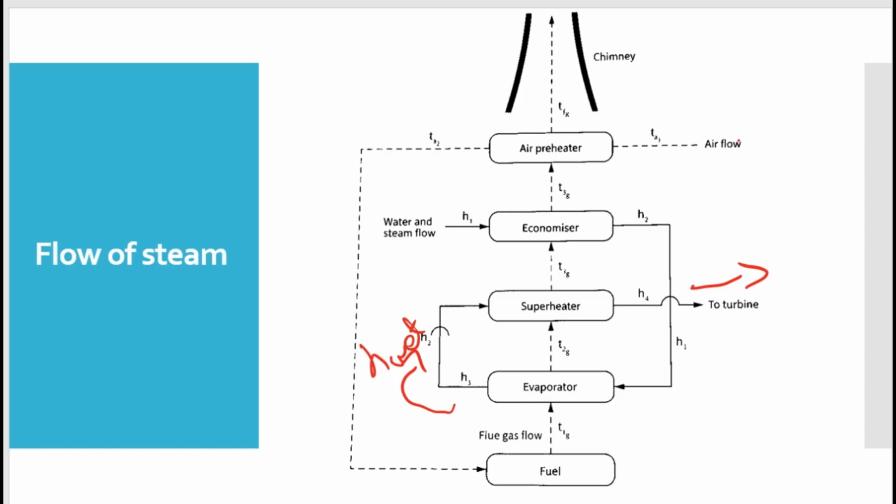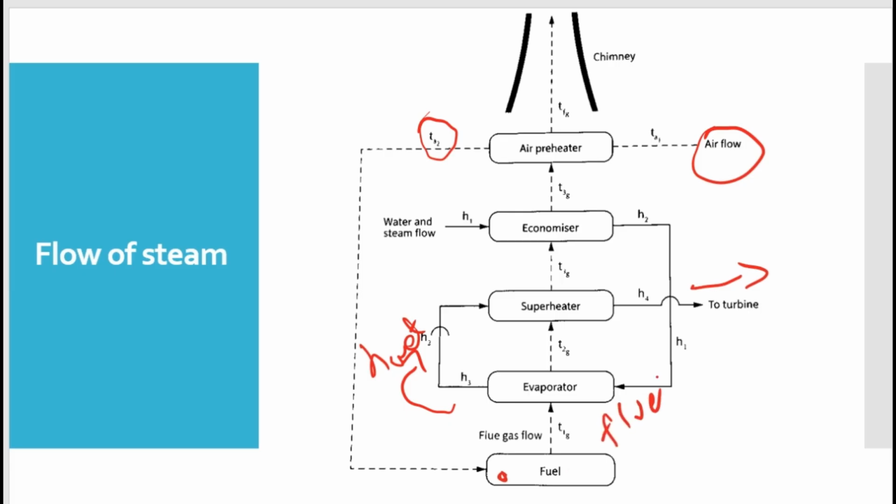Let us look at the flow of air. Air flows from the atmosphere at TA1. It enters the air preheater. It leaves the air preheater as TA2, which is more than TA1. And this TA2 enters the combustion chamber. That is where fuel is going to be combusted. And from the combustion chamber, flue gases are produced.